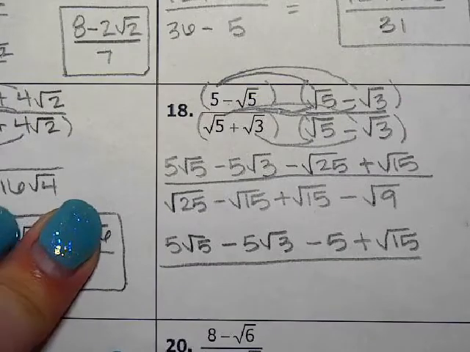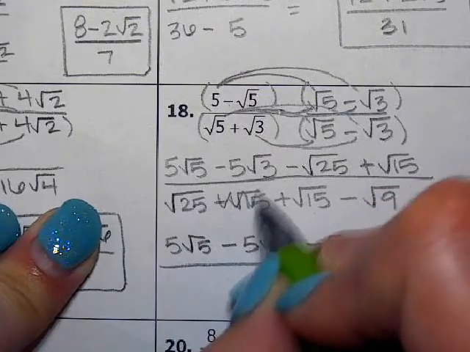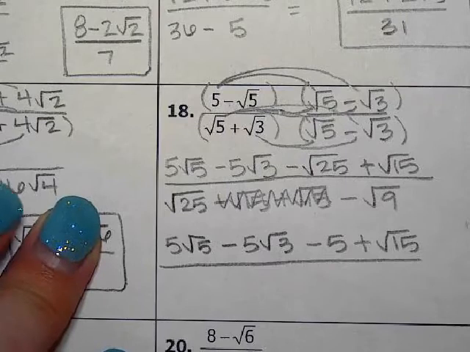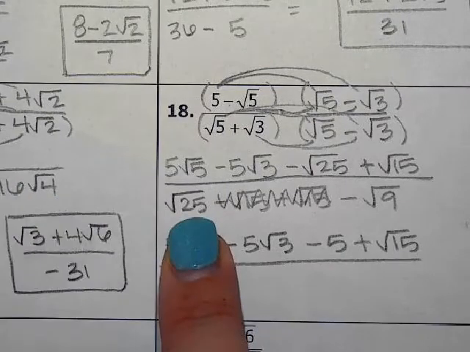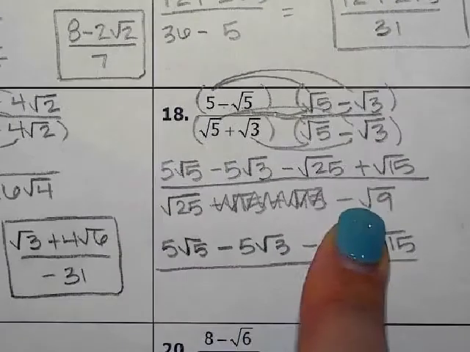All right. The middle terms cancel out. Then we have a root 25, which is just 5, minus a root 9, which is just 3. So we have 5 minus 3, which is 2.